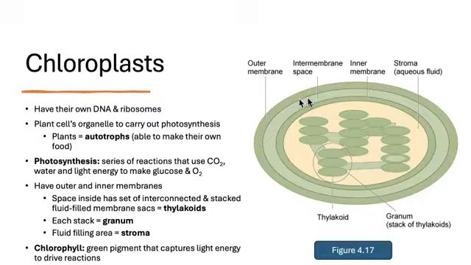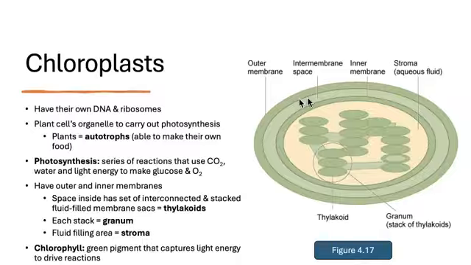So we've all heard about the process of photosynthesis. It's going to be a series of reactions in which we're going to use the carbon dioxide, water, and light energy that we get from the sun to make glucose and oxygen, which they are going to use that glucose for energy and release the oxygen.